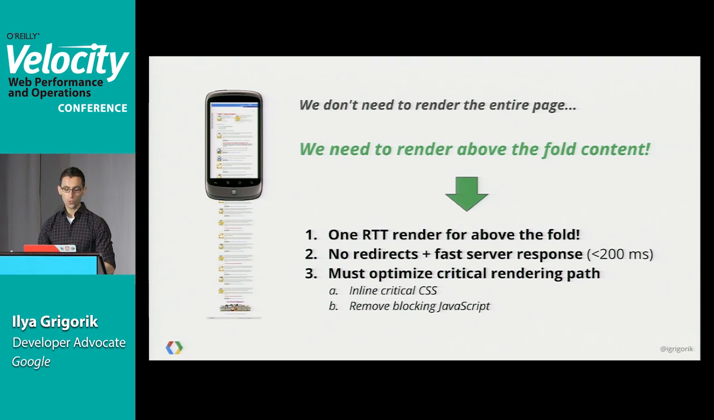And we also need to optimize the actual critical rendering path, which is to say, if all the budget that we have left over is about 500 milliseconds, then you can very quickly figure out that you can't really make additional external requests, right? If you have external JavaScript or CSS, you're going to go over that 1 second budget. So if you want to get the above the fold content painted, some of that content needs to be inlined into the initial 14 kilobyte payload.